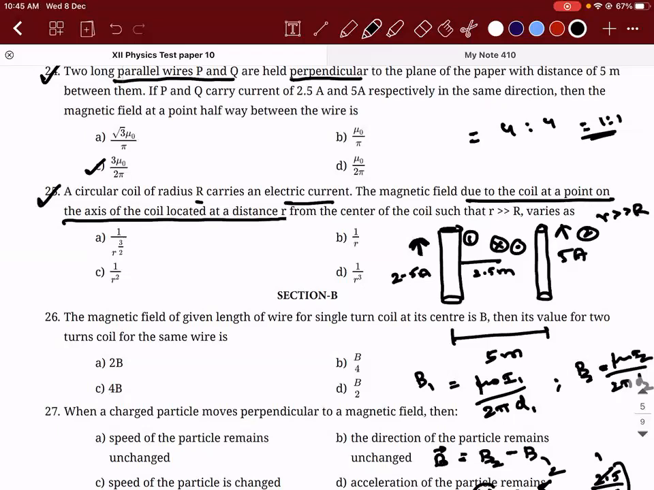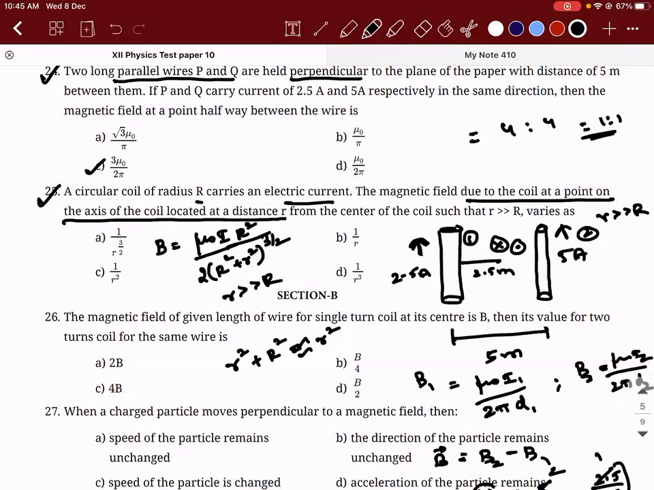So first of all, how do you calculate the magnetic field due to a circular coil on its axis? B is equal to mu naught I a square, that is R square, divided by 2 into R square plus small r square, the whole power 3 by 2. Right? When small r is very much greater than capital R, can I say R square plus small r square is approximately equal to small r square? Correct?